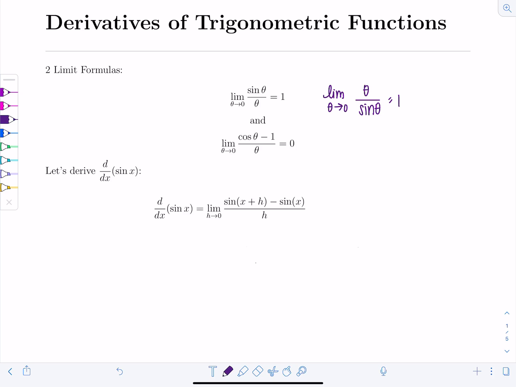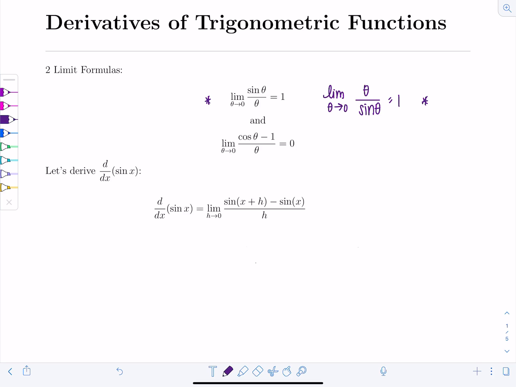And we have the limit as theta approaches 0 of cosine theta minus 1 over theta is equal to 0. You can't work with the reciprocal of that because remember, 1 over 0, that's not defined. But this first limit formula you can use if you have theta over sine theta or vice versa. All right, we are going to use both of these right now in the derivations to follow.